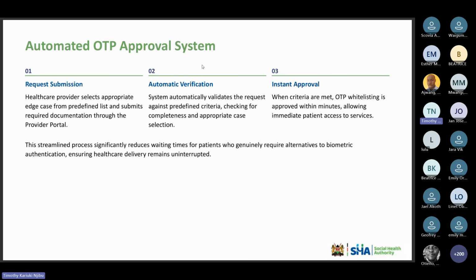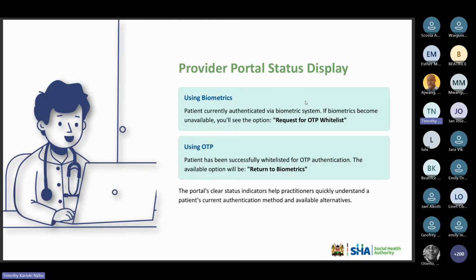For automatic approval, you send a request. The system automatically checks criteria such as maybe age, oncology history, renal history, and it automatically verifies. Then there is the second one, which requires a manual approval.